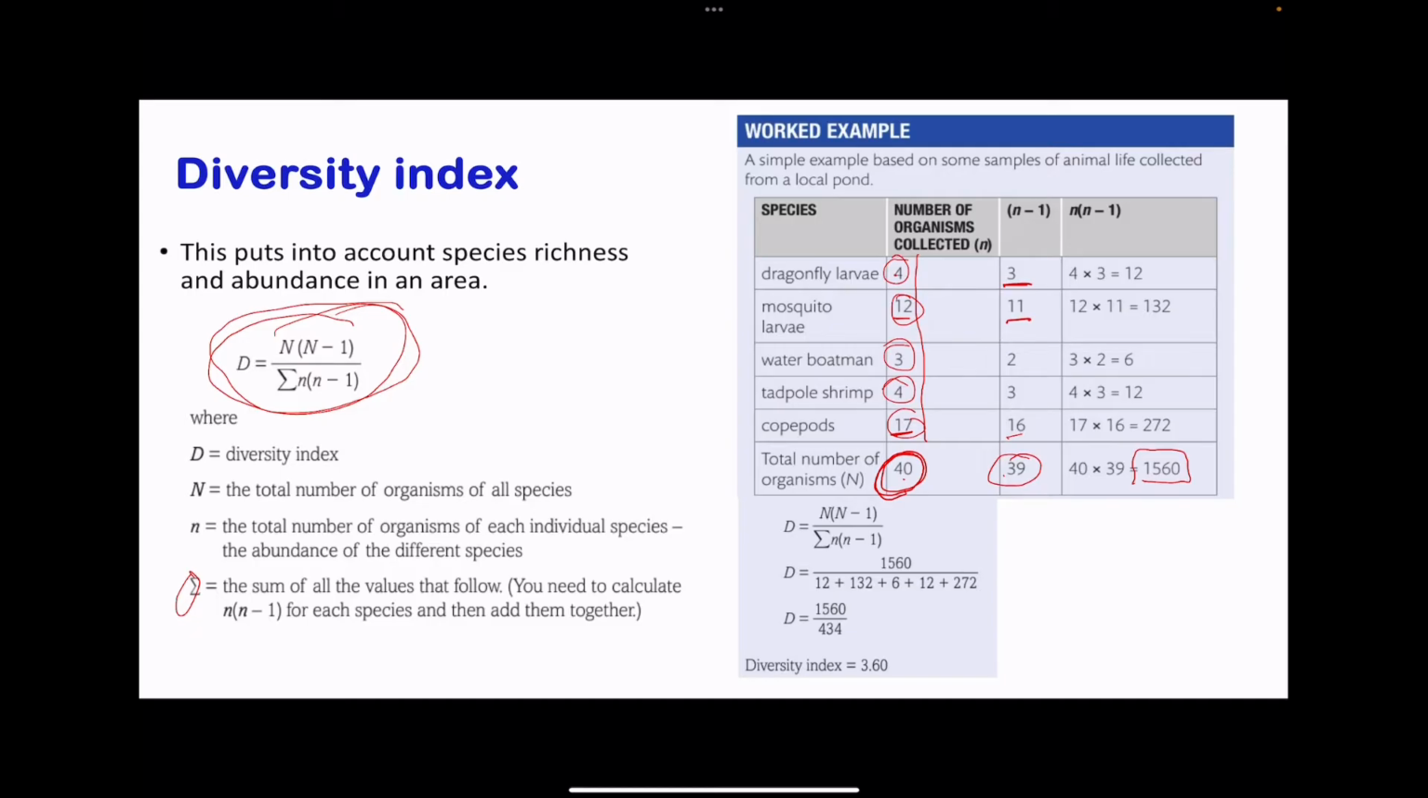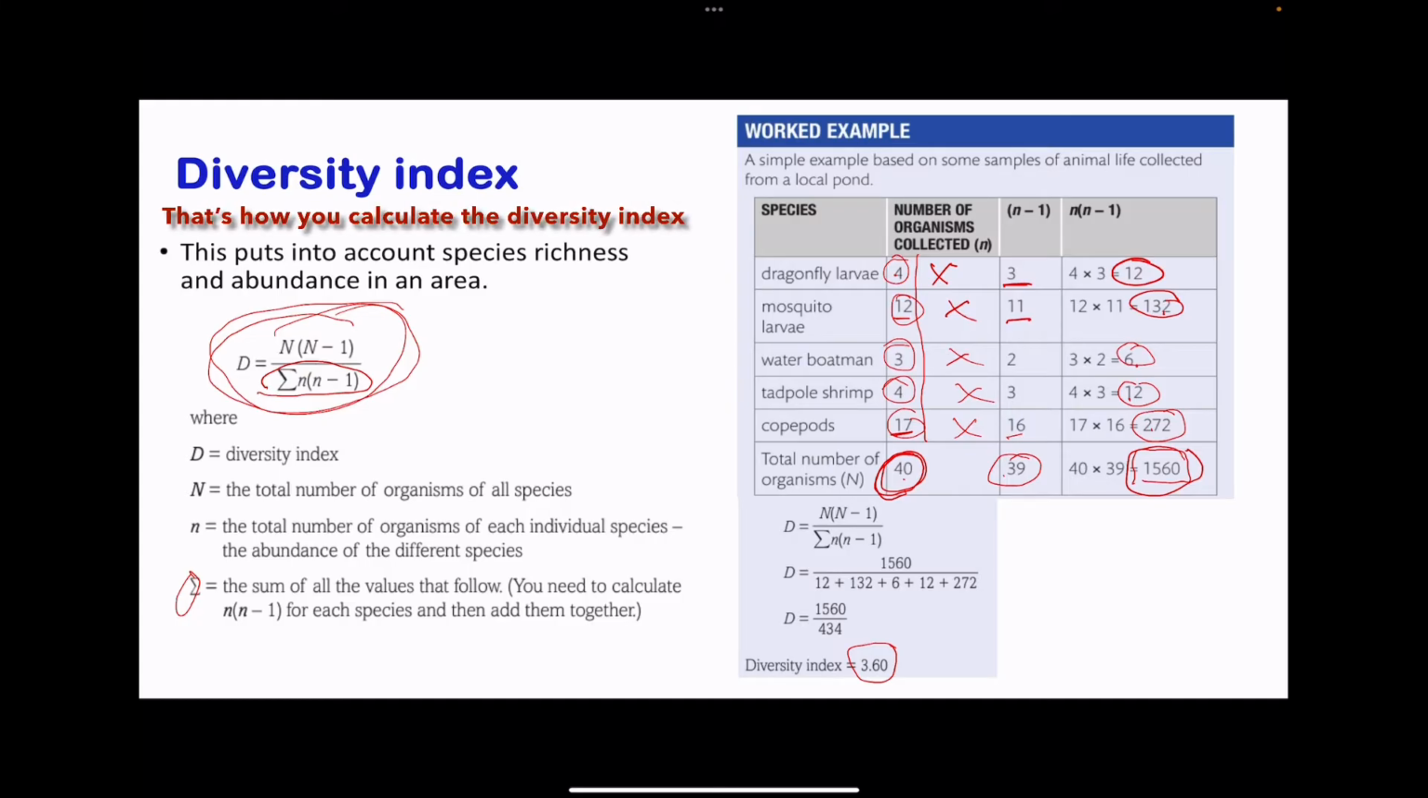So again, I'm going to multiply that times that to give us 12, that times that to give us 132, that times that to give us 6, and then multiply to get 12, and multiply to get 272. Now I'm going to add up 12 plus 132 plus 6 plus 12 plus 272 as the summation, which is going to be the denominator, and then the numerator is going to be this data I generated here. So in the end, we have 1560 divided by 434, which gives us a diversity index of 3.6. So basically, that is how you measure the diversity index, but you need to remember this formula in your exam.